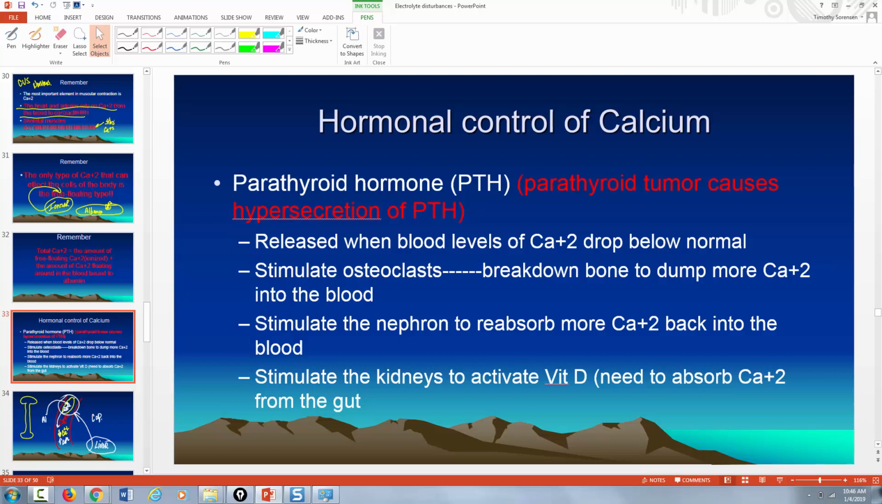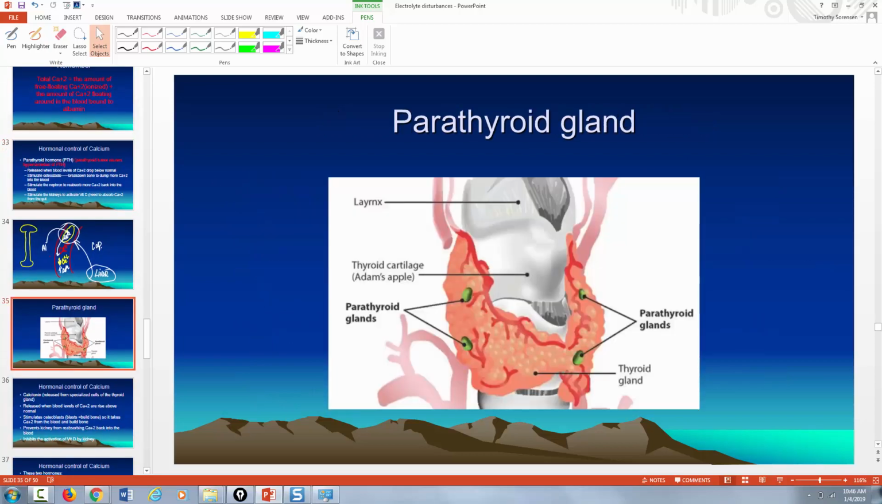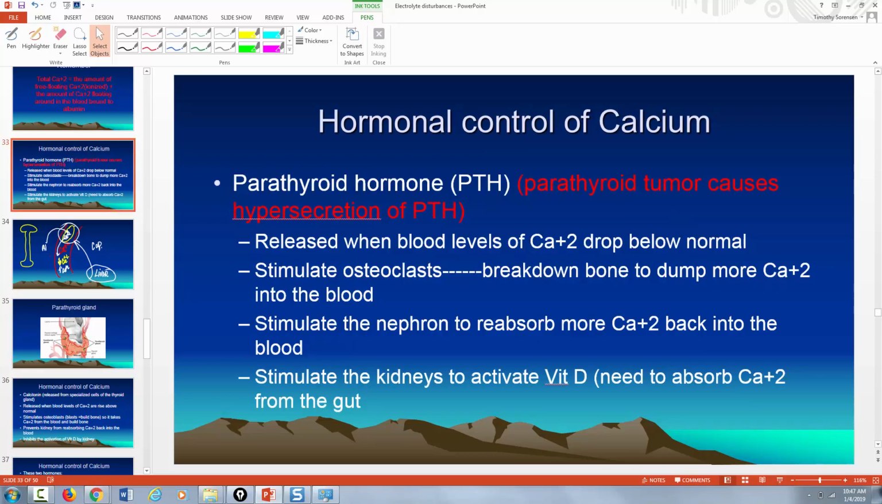The parathyroid hormone is released from 4 little nodules that surround the thyroid gland. And when you surround something, the medical term for surrounding it or around it is para. So these glands are around the thyroid gland. And the parathyroid gland releases, oddly enough, parathyroid hormone, or PTH. Now, you need to know this.